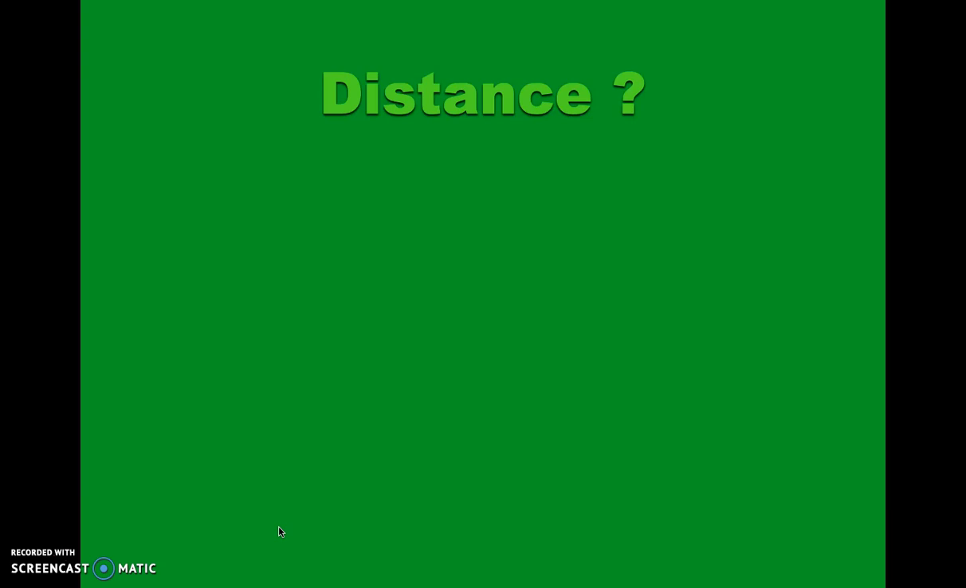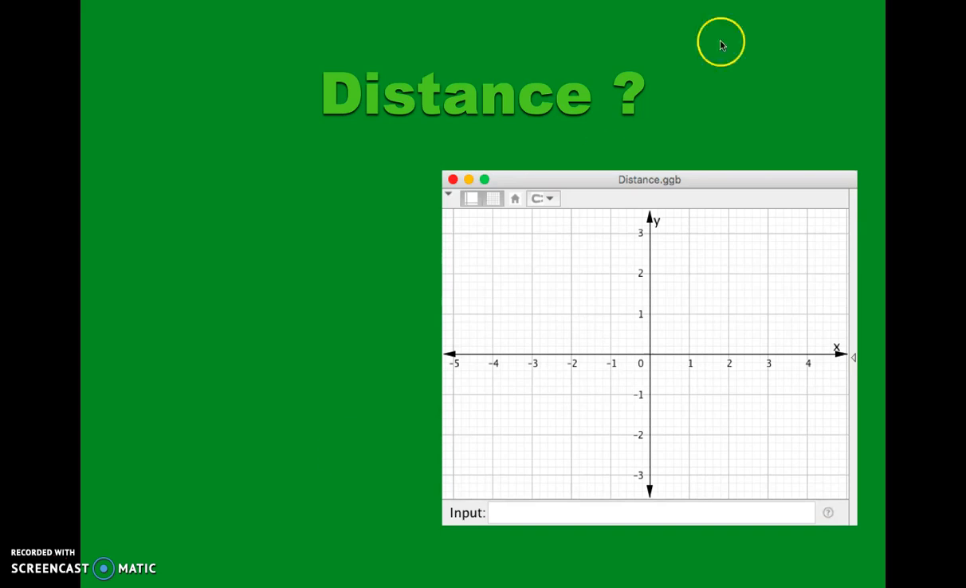What is the distance? We're given a Cartesian coordinate plane that has an x-axis and a y-axis. The x-axis is horizontal, left to right, and the y-axis is vertical, up and down. Coordinates are points written in the form (x, y). The Cartesian coordinate plane is divided into 4 quadrants.